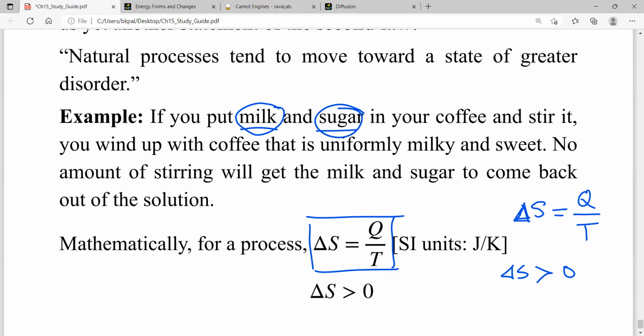And that is also the second law of thermodynamics, and it tells us that delta S is always greater than 0. Okay, so with this, I'm going to stop here. In the next lecture I'm going to solve some of the problems from the chapter.